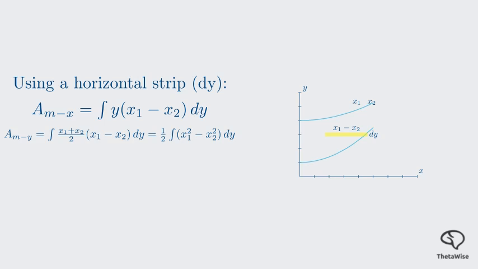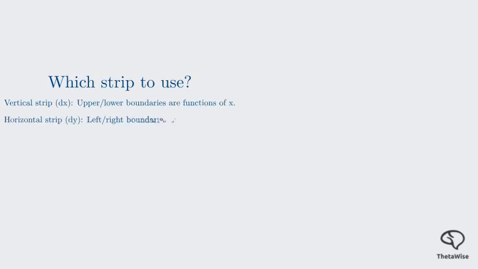This simplifies to the integral of 1/2 times x1 squared minus x2 squared. You might be wondering, which strip should you use? The answer is, choose the one that simplifies the calculation the most. Look at the shape of the area and the equations of the curves. A vertical strip works best when the upper and lower boundaries are clearly defined as functions of x. A horizontal strip works best when the left and right boundaries are clearly defined as functions of y. We'll see examples of both.